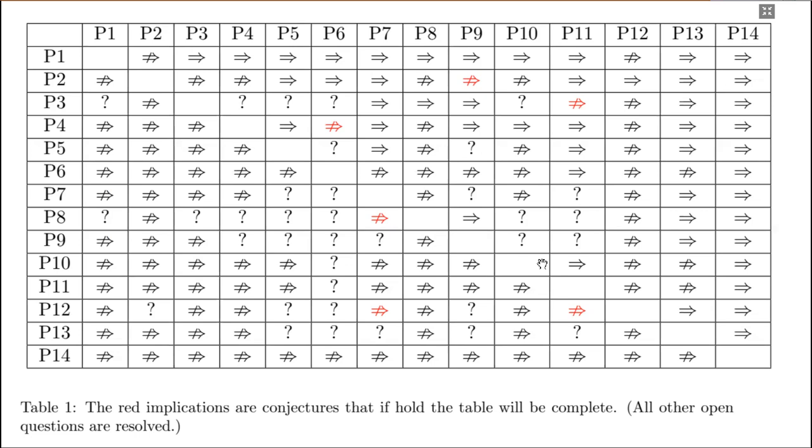In the paper, we gave a discussion about this, and we discuss why we consider this direction as a conjecture, and we basically think that the non-implication holds. And also we show that if this conjecture holds, then all the open questions can be resolved by transitivity. So the table will be complete if these red non-implications hold. Also, we gave a reason why the non-implication is more likely to hold.